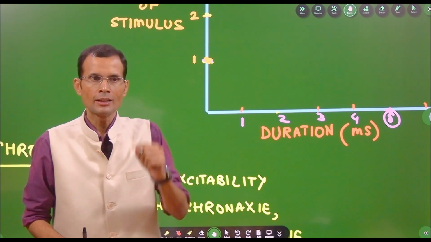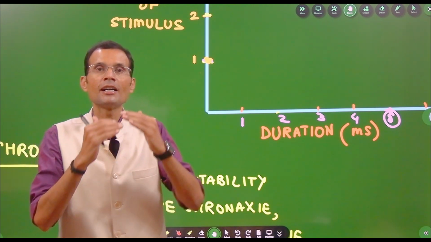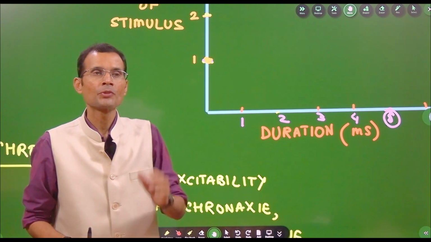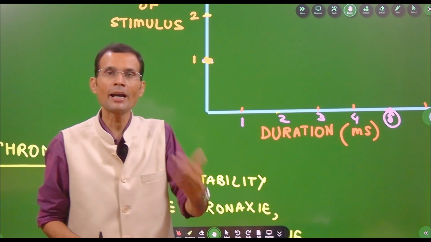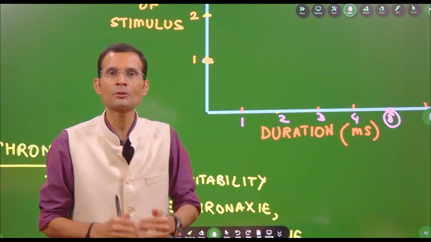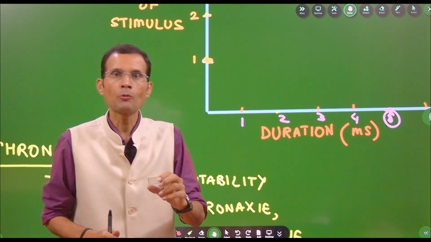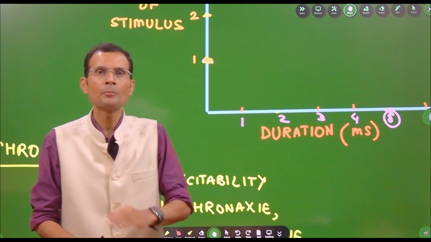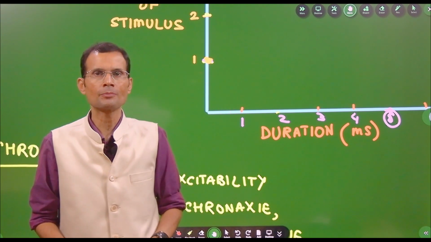Now this stimulus strength will be called as rheobase. Rheobase is defined as the stimulus strength, minimum stimulus strength which is applied to the tissue and the tissue responds. Tissue excites, it shows excitation. And what about the duration? Duration, time duration no bar, means the stimulus can be applied for infinite duration.